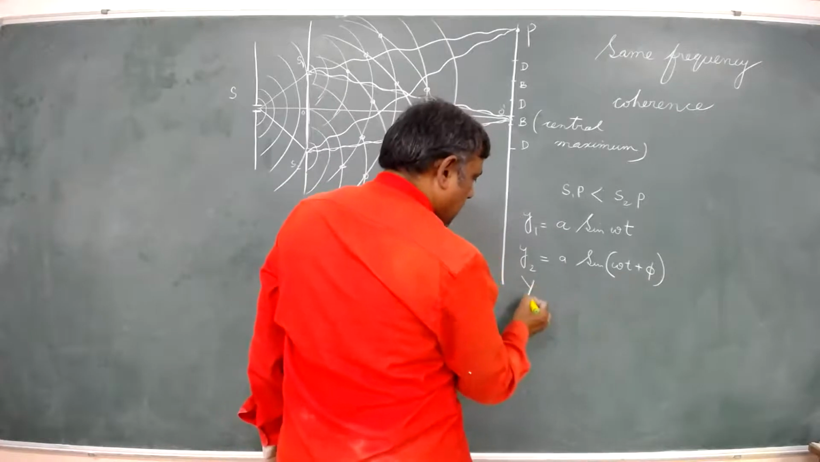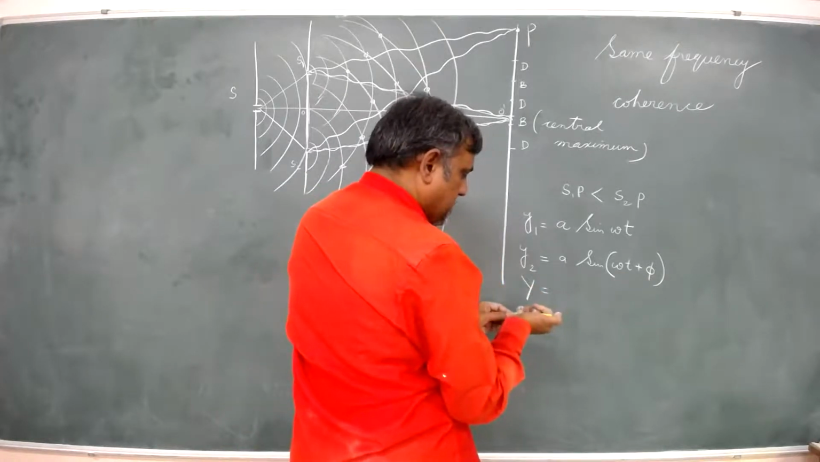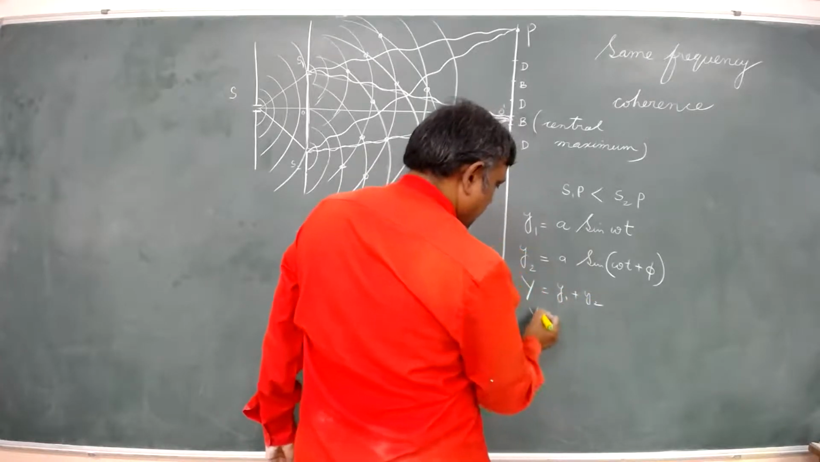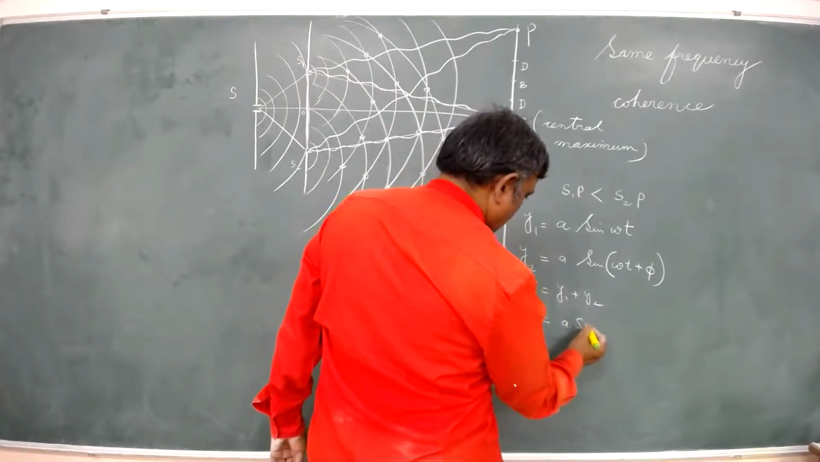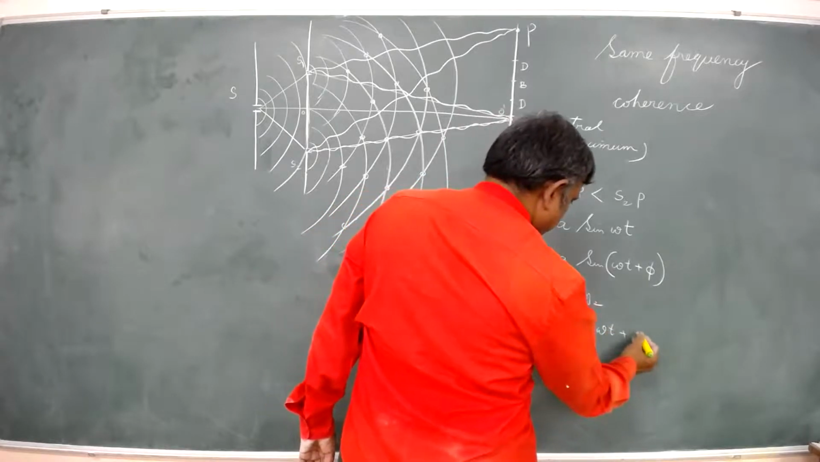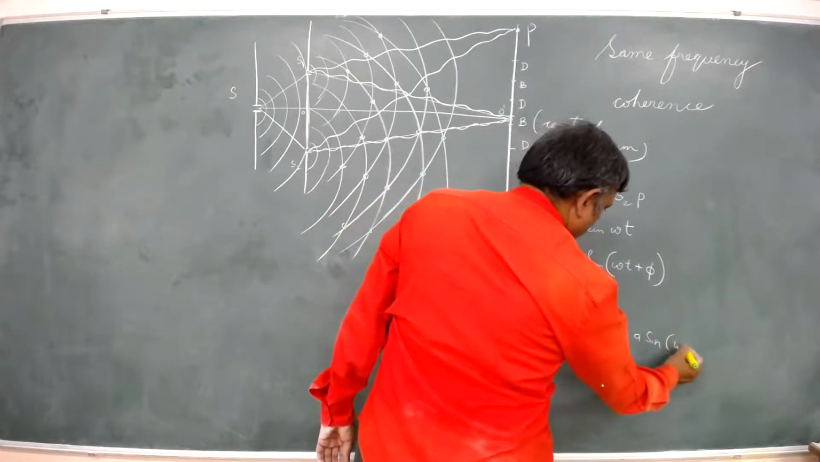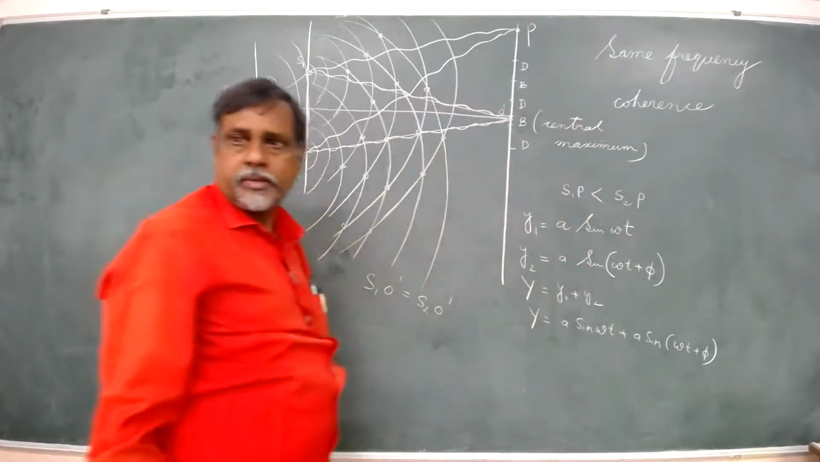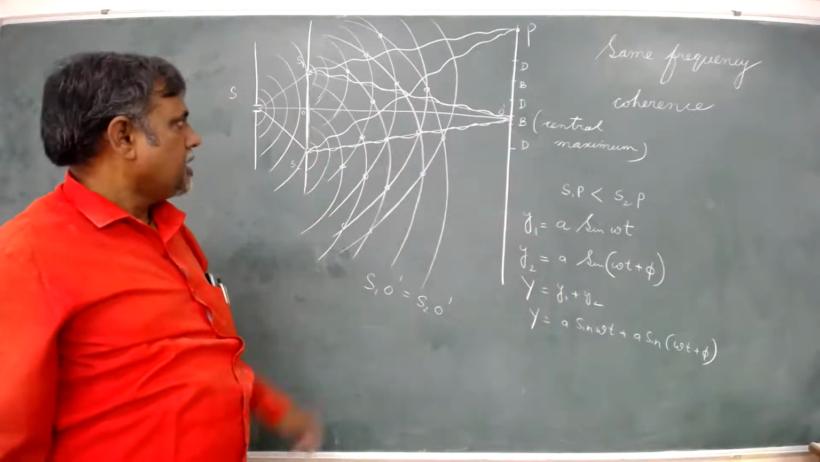Now, what is the result when these two waves combine with each other? We get Y1 plus Y2. So Y is equal to A sine omega t plus A sine omega t plus phi. Write up to here.